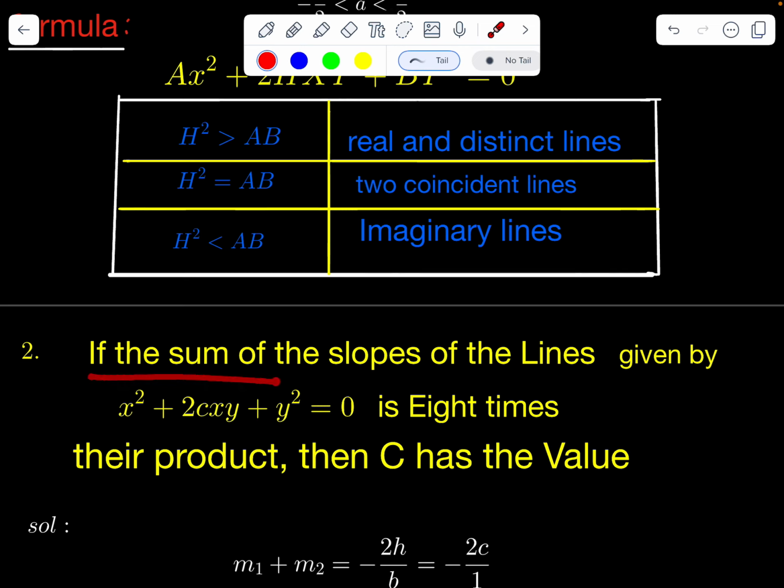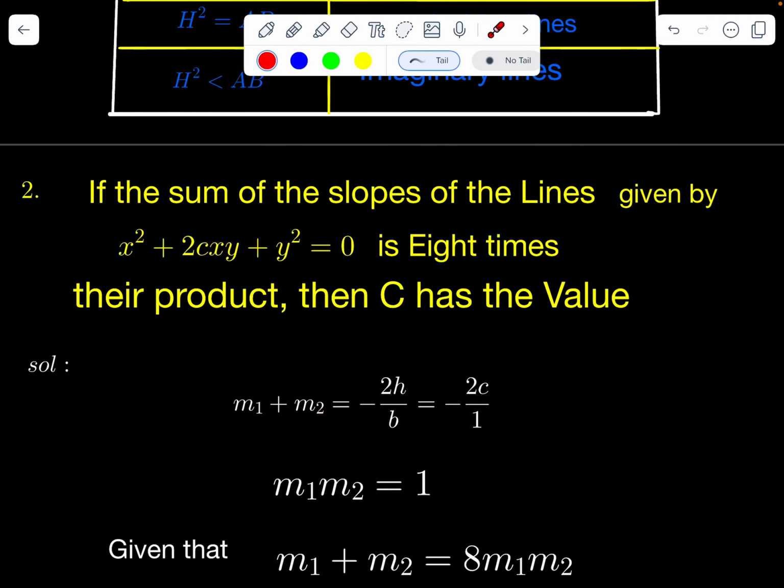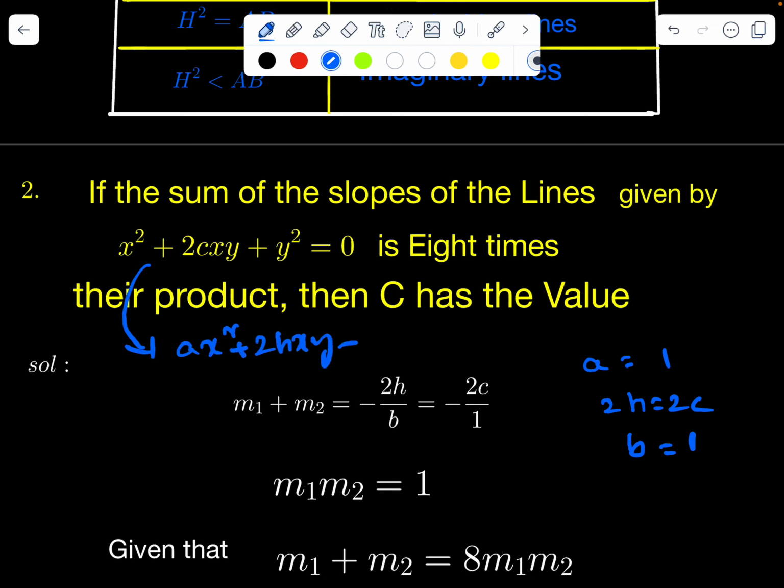Second sum. If the sum of the slopes of the lines given by x² + 2cxy + y² = 0 is 8 times their product, then the value of c is. Here the sum of the slopes m1 + m2 is equal to −2h by b. The value of a is equal to 1, 2h is equal to 2c, the value of b is equal to 1. Why? Because it is in the form of ax² + 2hxy + by² = 0.